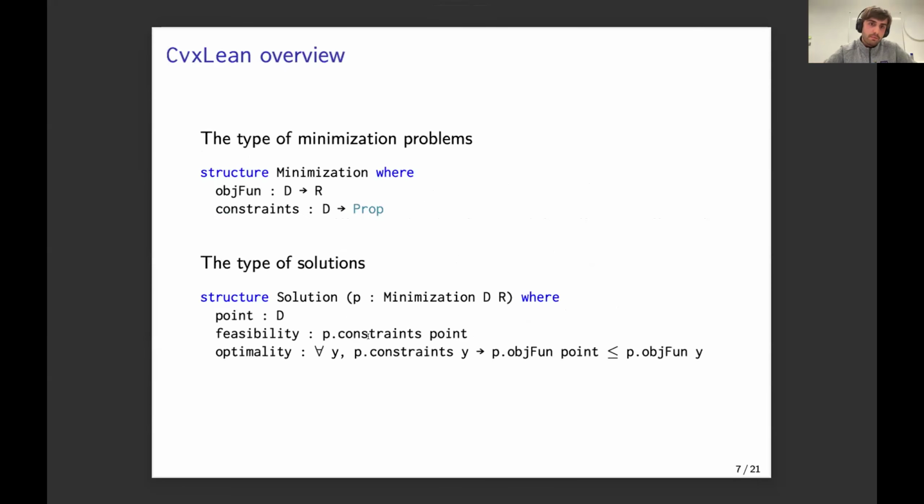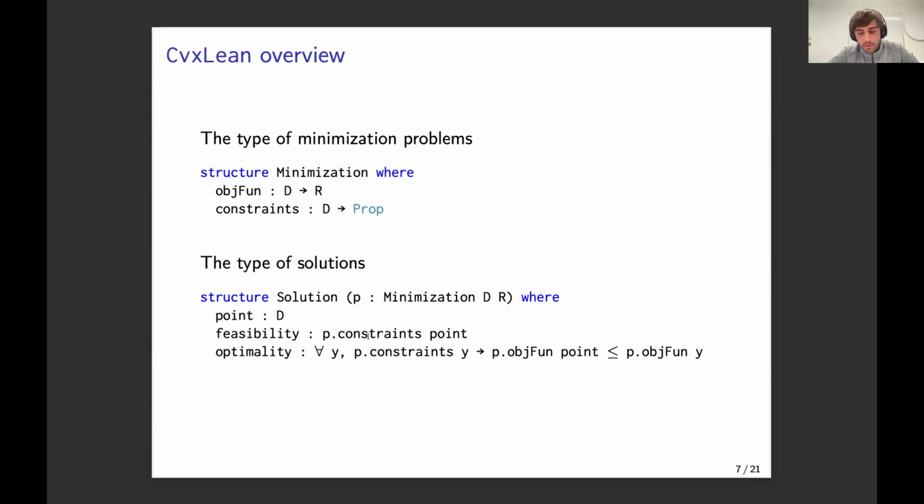So what are the building blocks of CvxLean? The type of optimization problem, so in particular minimization, is pretty straightforward. I just need an objective function from some domain to some range, which is usually the real numbers, and some constraints. And for instance, for the type of solutions, if you give me a point that satisfies the constraints of the problem, and such that for any other point, the objective function is bound by it, then we say that that's a solution. So the definitions are pretty straightforward.